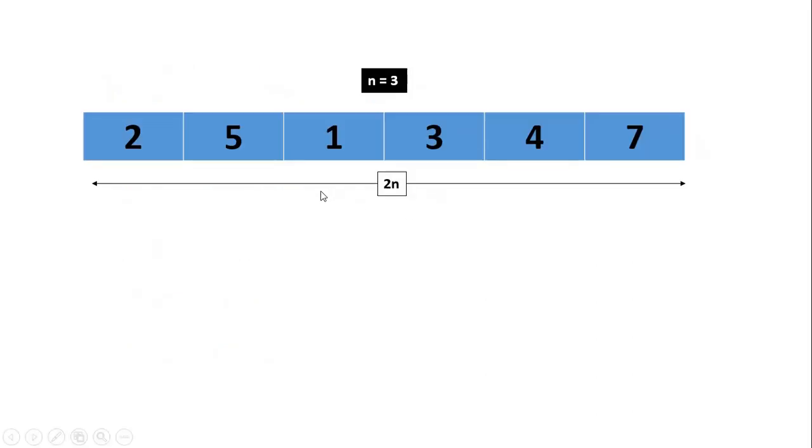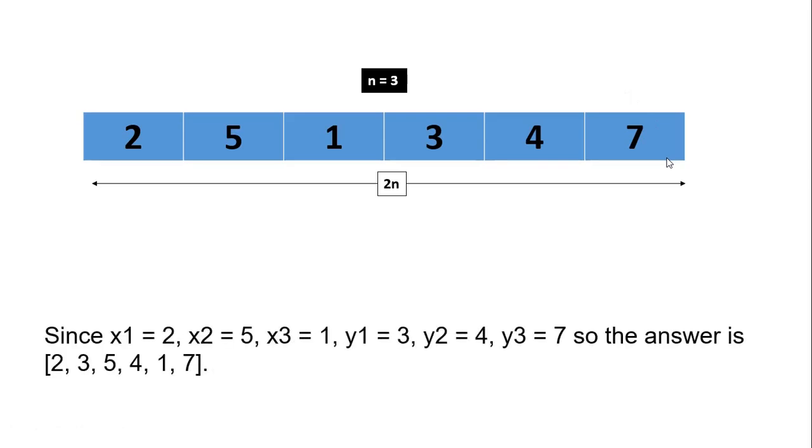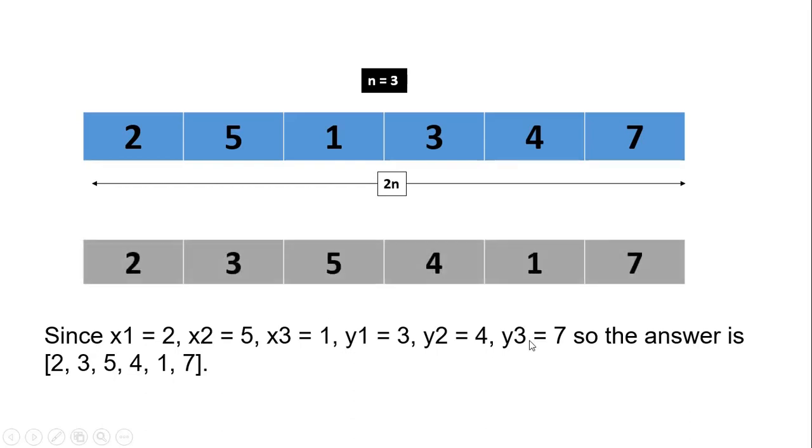Let's say that this is the given array. Here the length of the array is 2n, so n is 3. That means 2 here is x1, 5 is x2, 1 is x3. Now 3 is y1, 4 is y2 and 7 is y3. So the expected output should be x1, y1, that means 2, 3. Then x2, y2 which is 5, 4. And then x3, y3 which is 1 and 7.